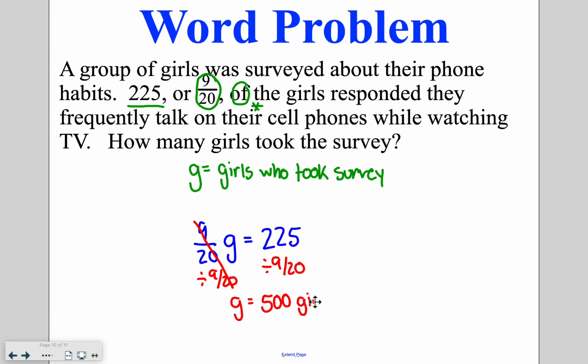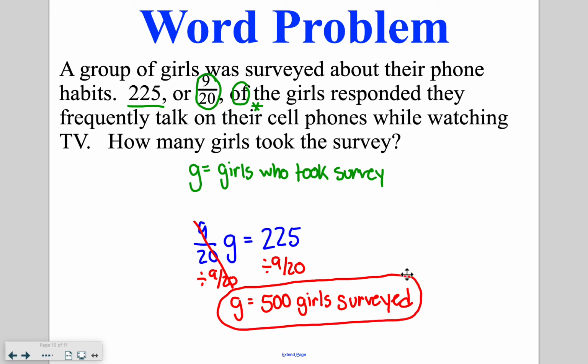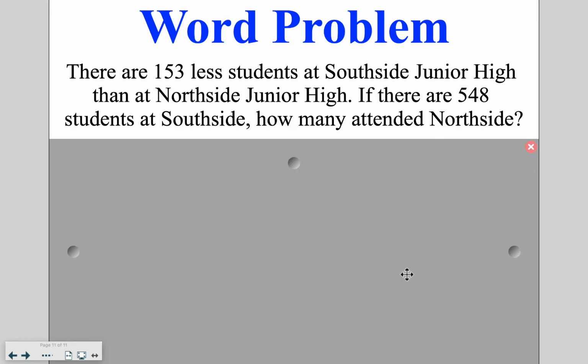And then because it's a word problem, we want to include that label. So I'm going to say 500 girls surveyed. We want to be specific about what we are looking at as we answer the question. So when you're doing a word problem, define the variable, whether it's actually writing it down or thinking about it in your head, write the actual sentence, and then go ahead and solve it. I want you to go ahead and try this one on your own.